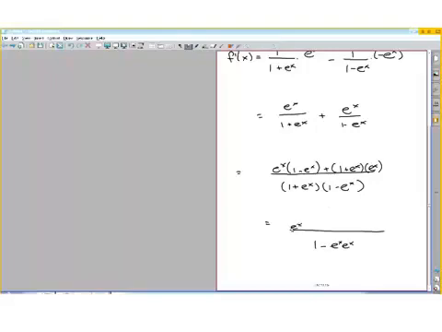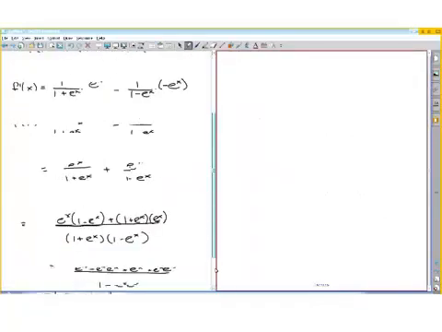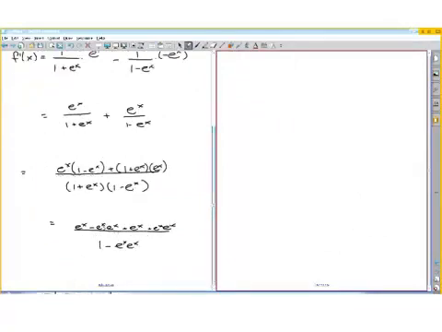Over here, if we multiply it out, we get e to the x minus e to the x times e to the x, plus, and then we do the second part, and you get e to the x plus e to the x times e to the x. Now, when you have the same base and you multiply these together, you add the exponents together. So you would get e to the x minus e to the 2x plus e to the x plus e to the 2x. And I could have just canceled them out, but I wanted to emphasize that.